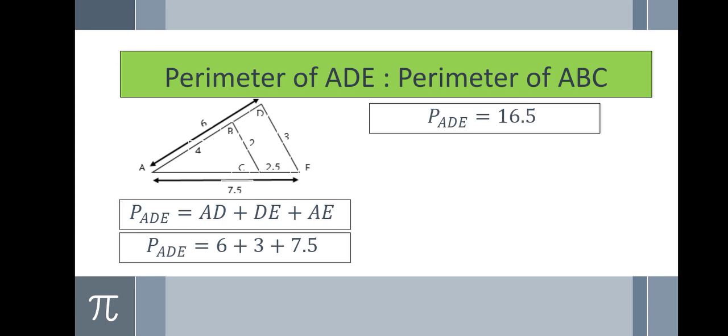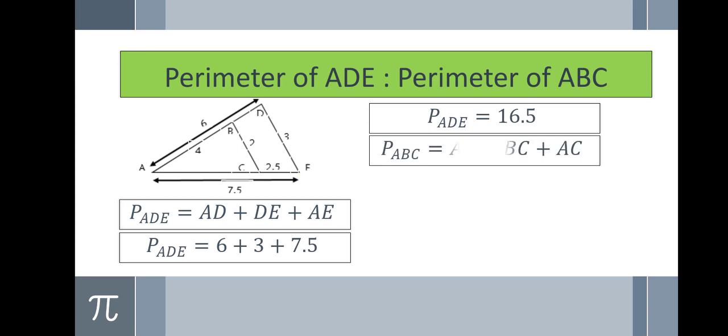That is only the perimeter of ADE. Now we look for the perimeter of ABC. So in ABC, AB is 4, BC is 2, and AC is unknown. Now in order to get AC, we will use the AE and CE. As you can see in the figure, AC plus CE is equal to AE. In order to get the value of AC, we simply subtract CE from AE to get AC, which is 5.